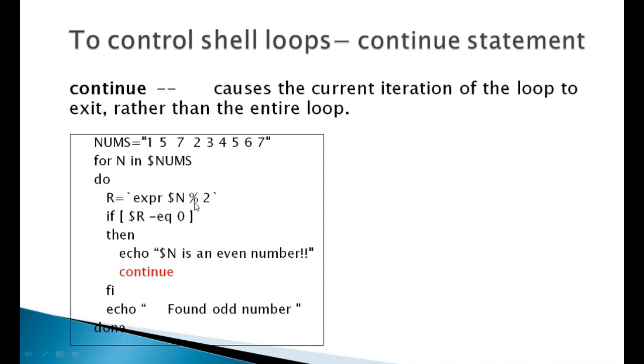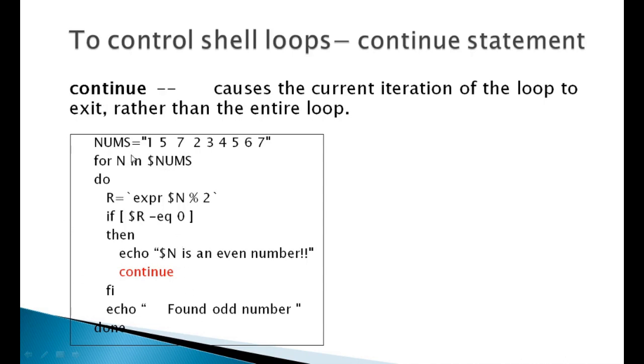So here you can see that first n takes a value 1, and then we are trying to find out the remainder. It is not equal to 0, so "found odd number" will be printed. Next, n takes a value 5. Now it takes the remainder after integer division by 2. Now also you get a value 1 and it is not equal to 0, so "found odd number" will be printed. In the next case, when n takes a value 7, the same odd number message is printed.